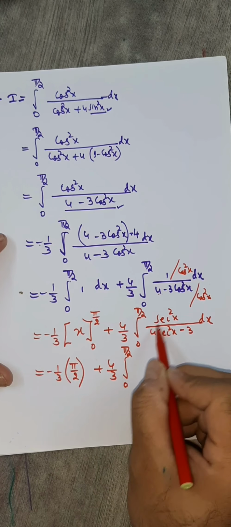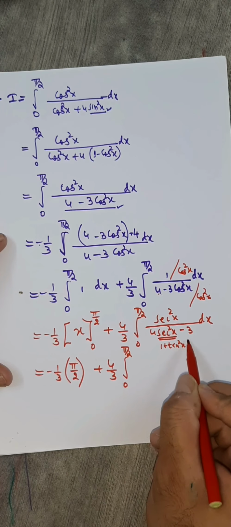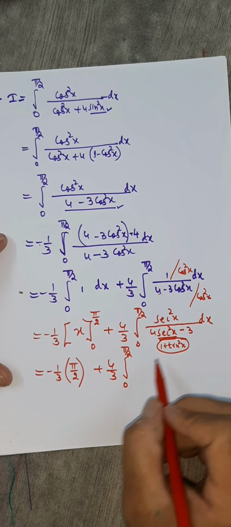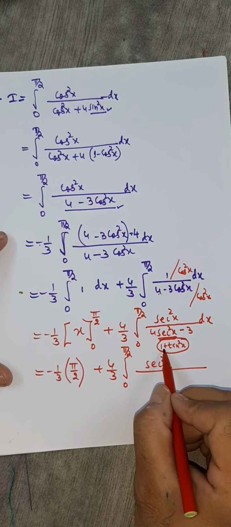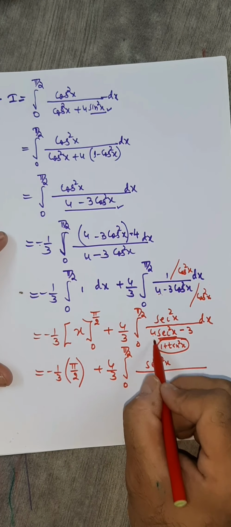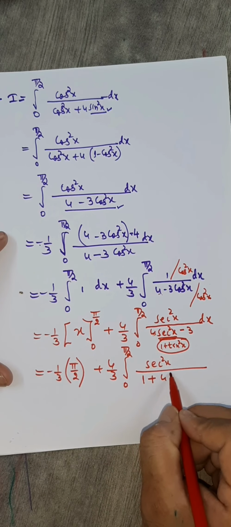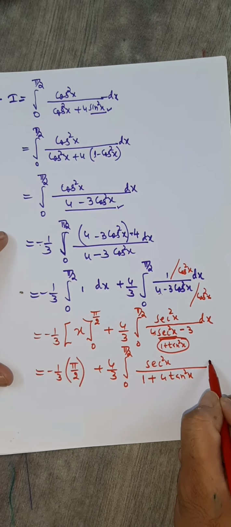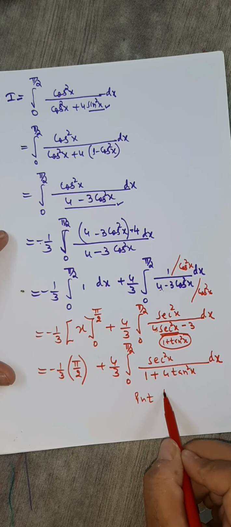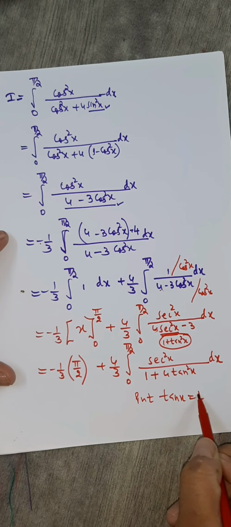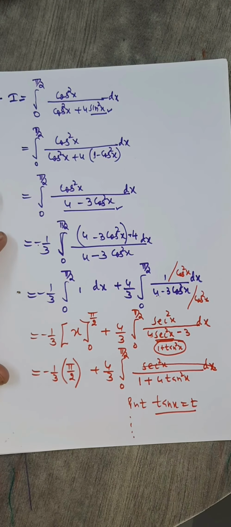Denominator I'll just convert into tan. So this is 1 plus tan square. So if I write one more step here, this is 4. If I open the bracket, 4 minus 3, that is just 1, plus 4 tan square x dx. Now you can just put here tan x equals t. So this will be dt, and you can integrate it further.